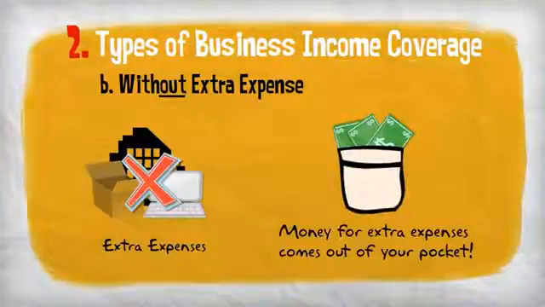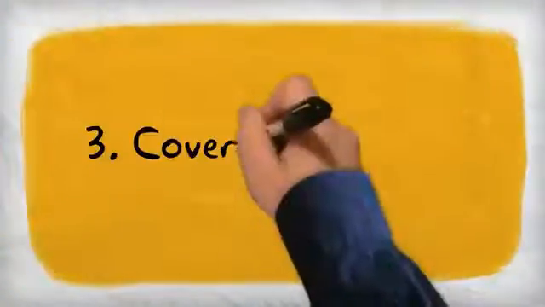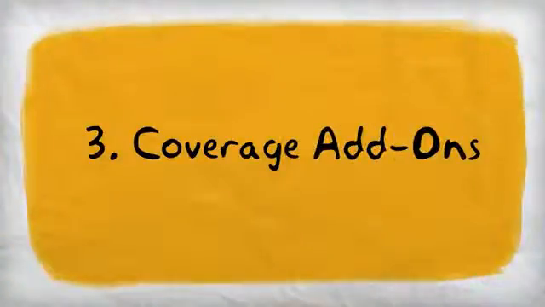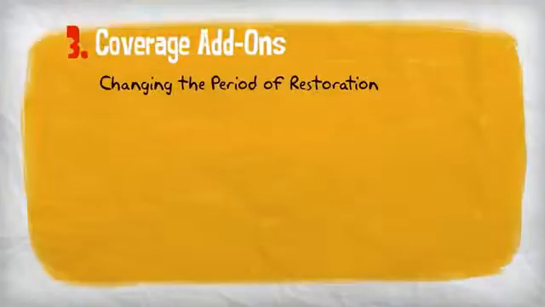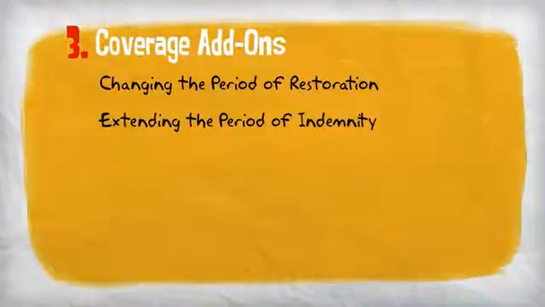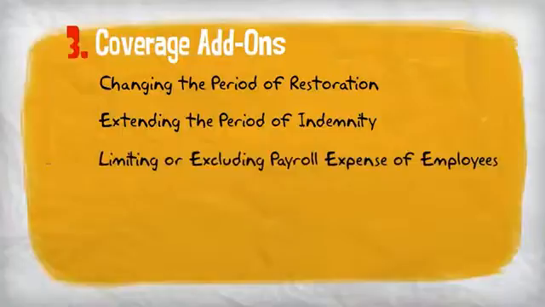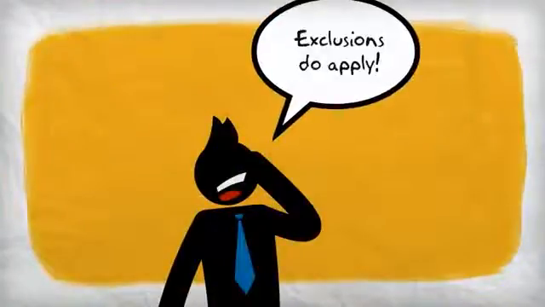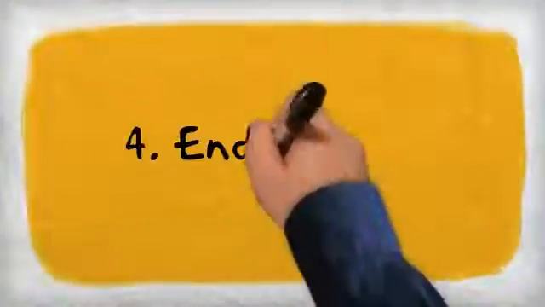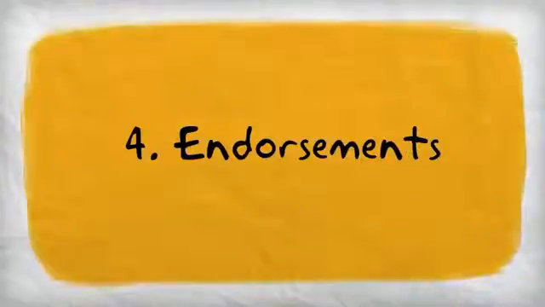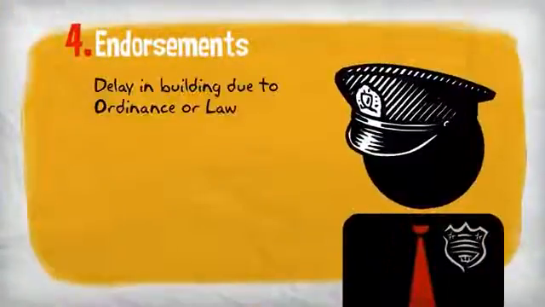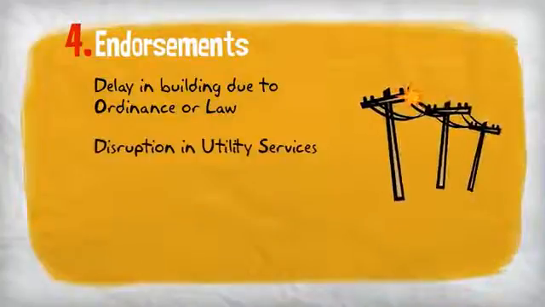For businesses that require more specialized coverage options, there are several coverage add-ons available to help meet your needs. These include changing the period of restoration, extending the length of time you can receive benefits from the business income policy, called the period of indemnity, or limiting or excluding payroll expense of your employees. Sometimes, a business may suffer an income loss involving a unique set of circumstances that are excluded on the business income policy. Endorsements are available to help you address situations such as delay in rebuilding due to an ordinance or law, or a disruption in utility services.